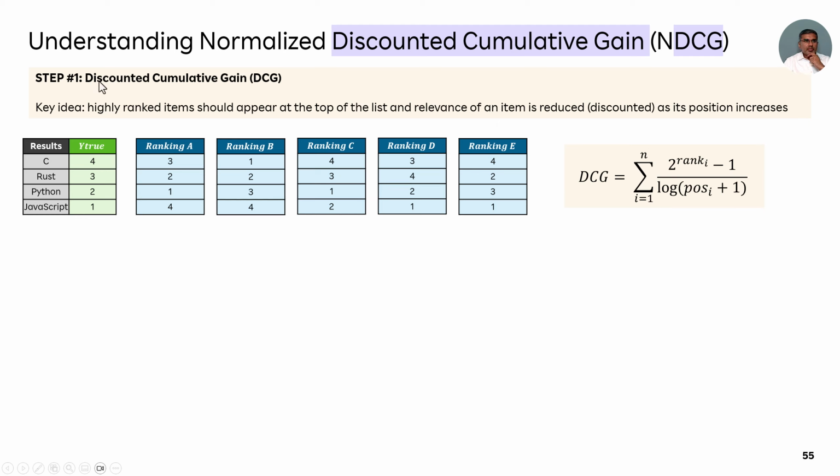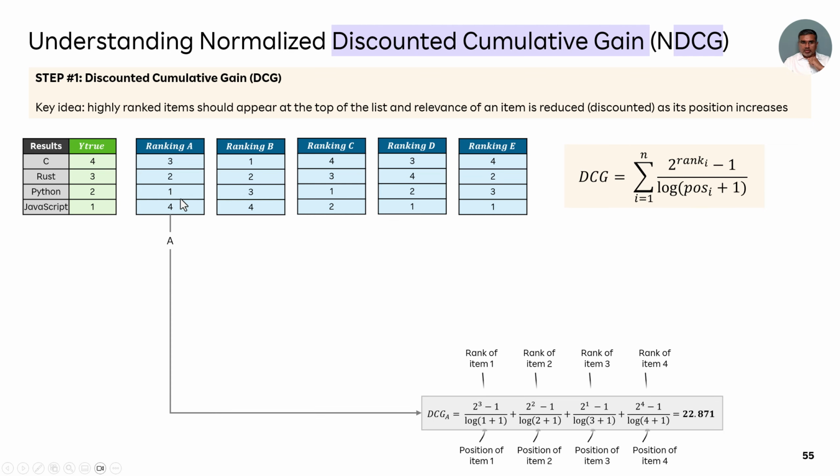So the first thing is we produce what is called a discounted cumulative gain for each of these predicted values. The way we do that is using the formula shown here. So let's take an example. For the ranking prediction A, the DCG is calculated as 2 raised to the rank, which in this case is 3 here, subtract 1 from that, and then divide by the log of the position of the item plus 1. And do that for each and every item in your list. So let's look at this as an example.